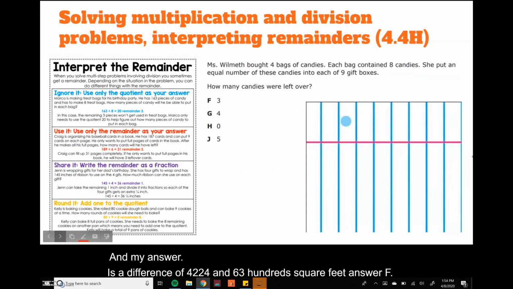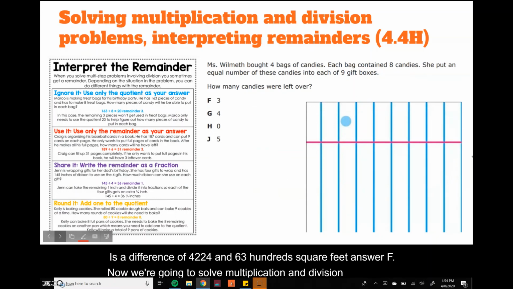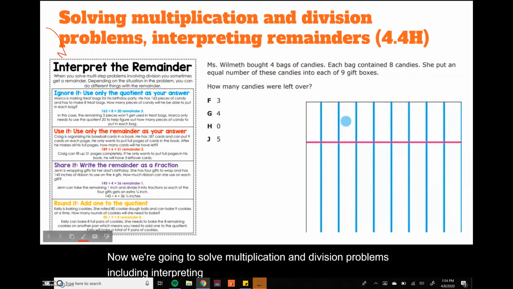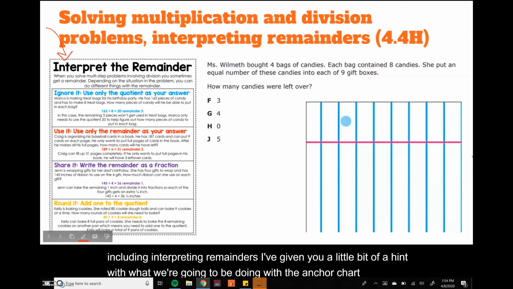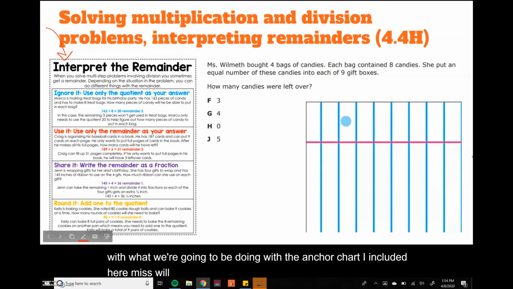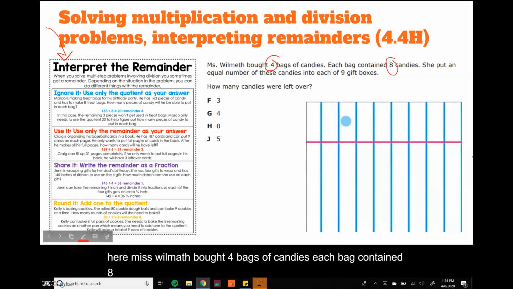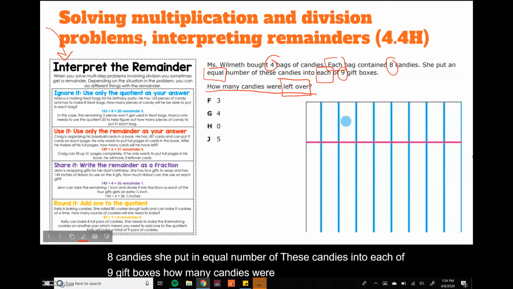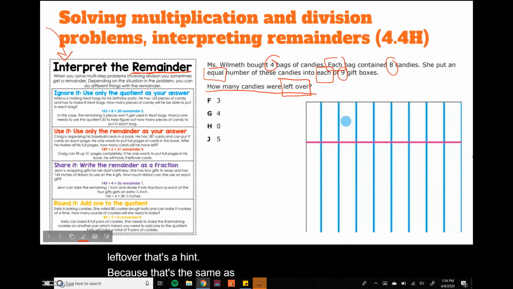Now we're going to solve multiplication and division problems, including interpreting remainders. I've given you a little bit of a hint with what we're going to be doing with the anchor chart I included here. Miss Wilmeth bought 4 bags of candies. Each bag contained 8 candies. She put an equal number of these candies into each of 9 gift boxes. How many candies were left over? Now leftover, that's a hint because that's the same as the remainder. So I think I'm going to be interpreting the remainder, but let's get started solving.